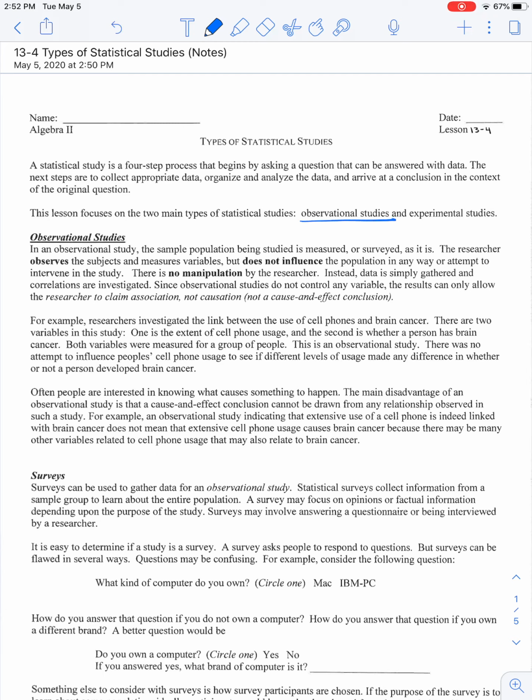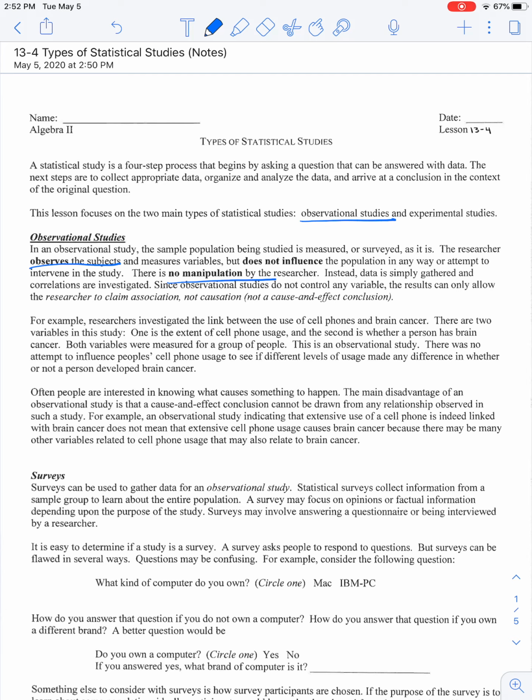And an observational study sounds just like the word that's in it, observe, right? So in an observational study, you're observing a sample population and you're recording some information or some data about that population. The important thing to remember is you're just observing subjects, but you're not manipulating any variables.